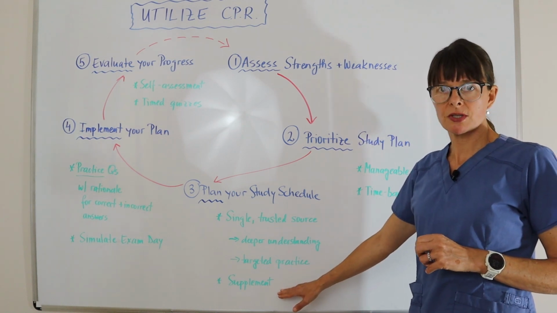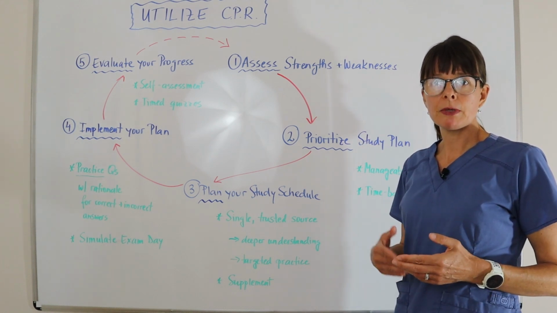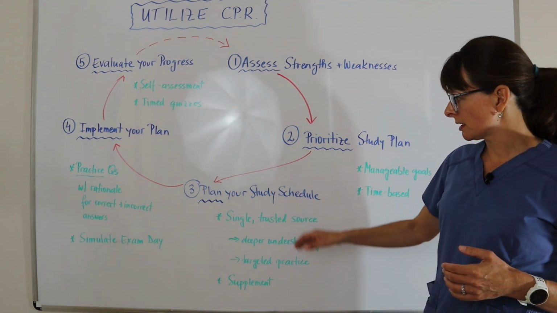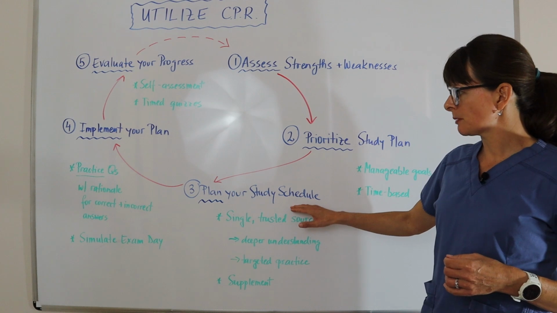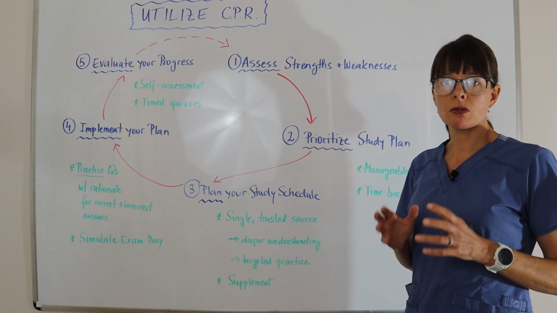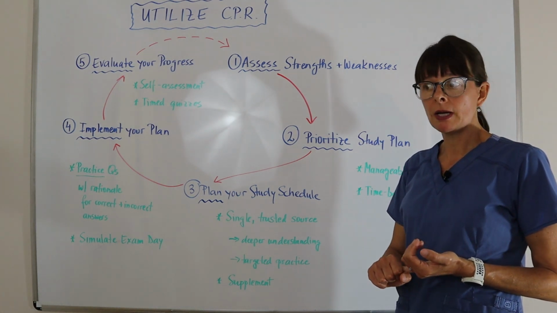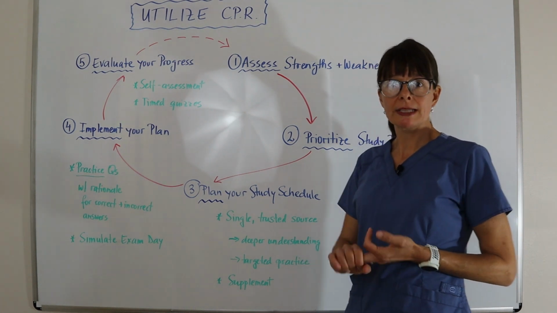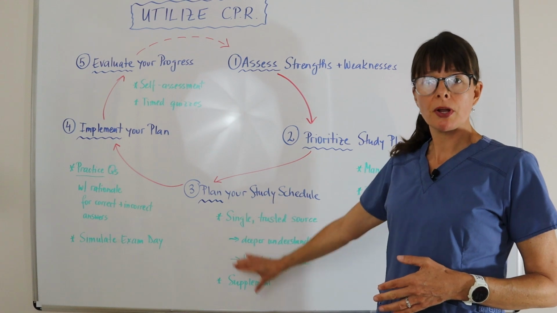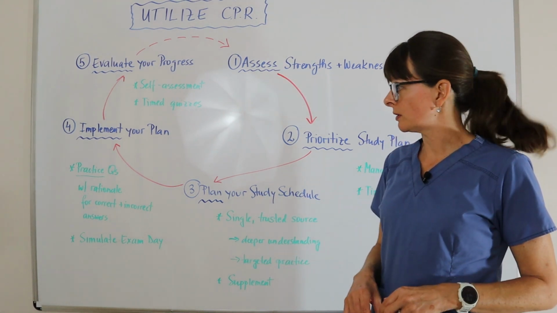And once you find that single trusted source that will best suit your learning needs, you should supplement with any other resources, and those can be your textbooks or any other resources that maybe you have access to through your school. In addition, the study schedule and the study plan itself should focus on your personal study preferences and learning style. So whether you're a visual, an auditory, or a kinesthetic learner, that should be incorporated into the plan so that it fits your personal style.